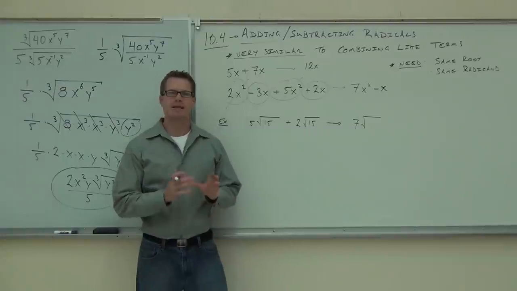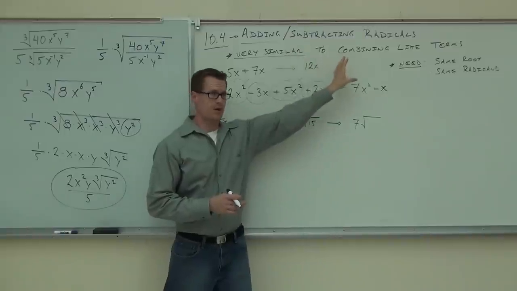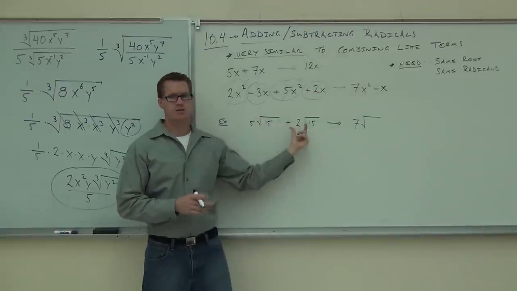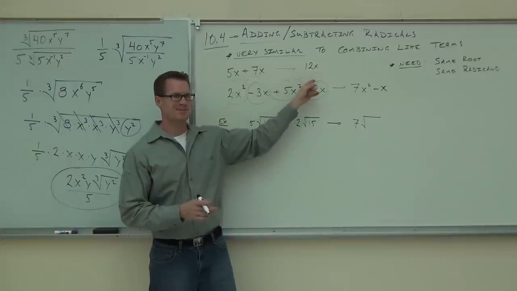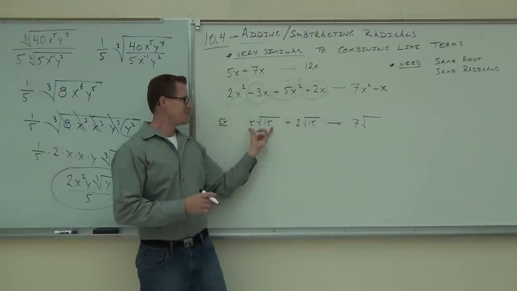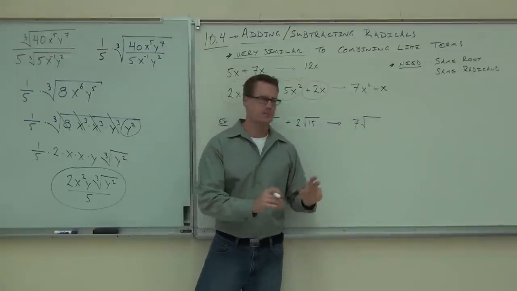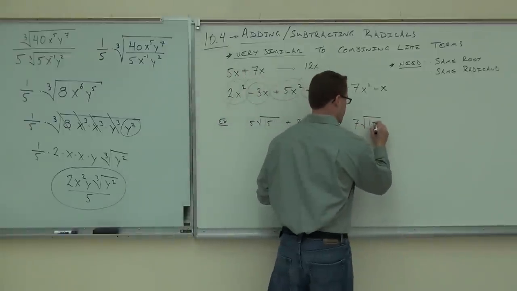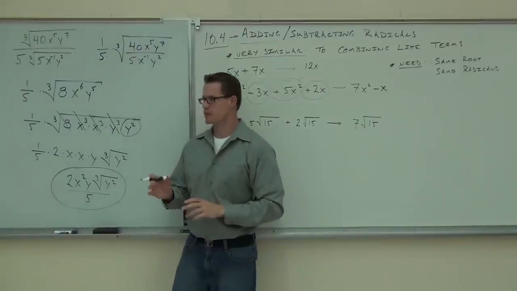Okay, you're adding like you do in like terms. You have 5 of one thing, you have 7 of one thing, you have 12 of that same thing. You have 5 of this thing, you have 2 of this thing, you have 7. Did I say 5 and 7 get 7 still? Oops. You get 12. You have 5 of this thing, you have 2 of this thing, you get 7 of that same thing. That'd be root 15. You don't change the root, and you don't change the radicand when you're adding.